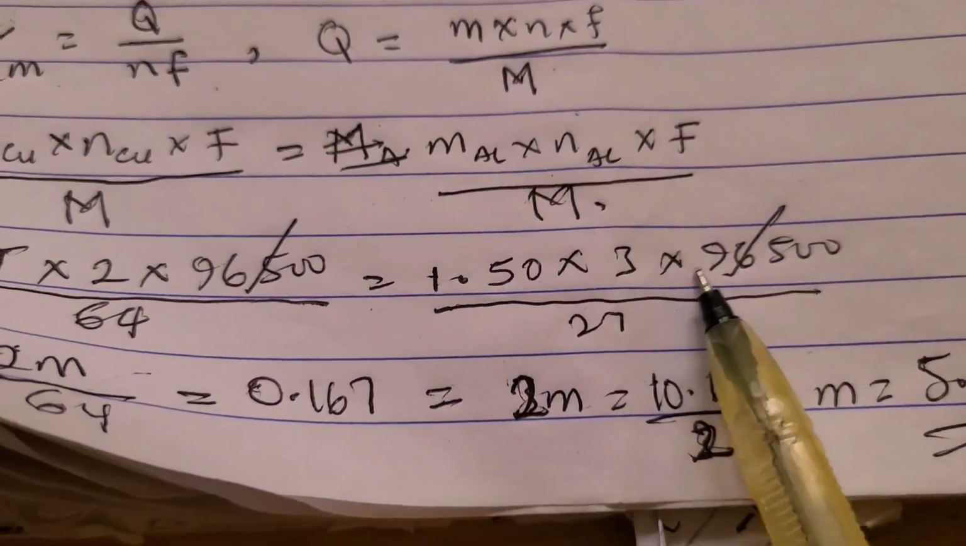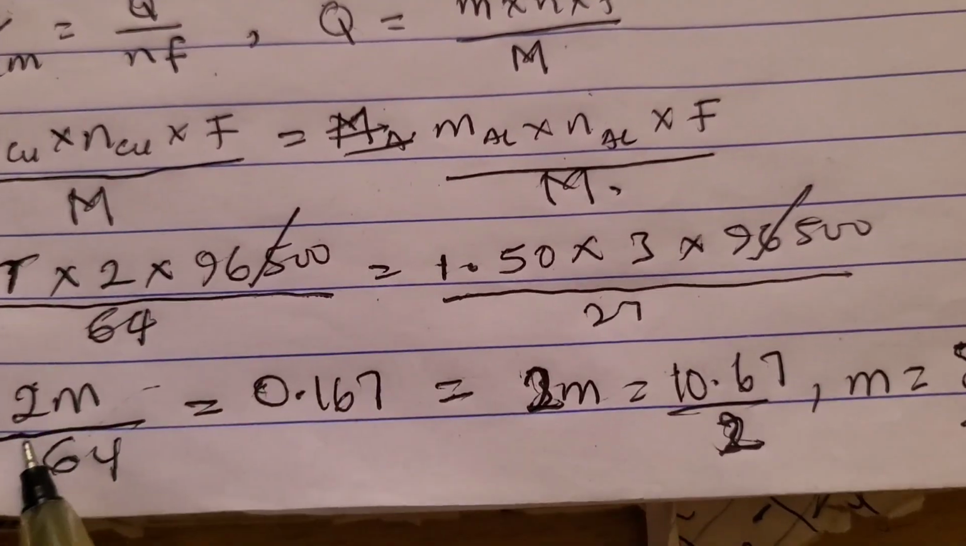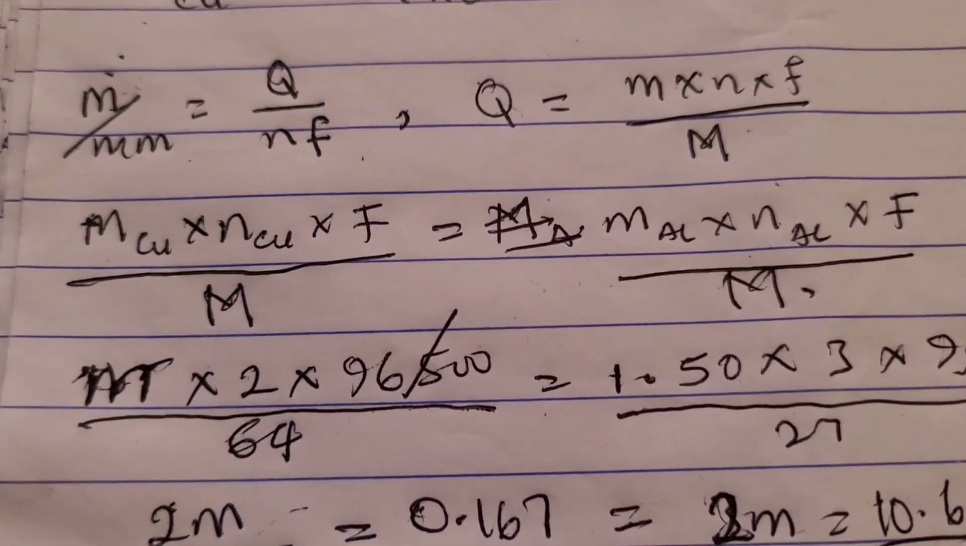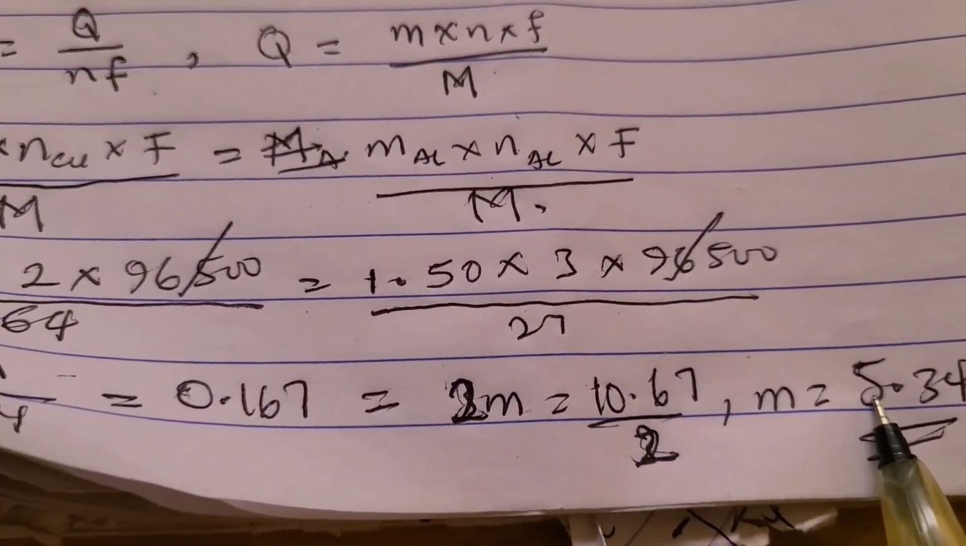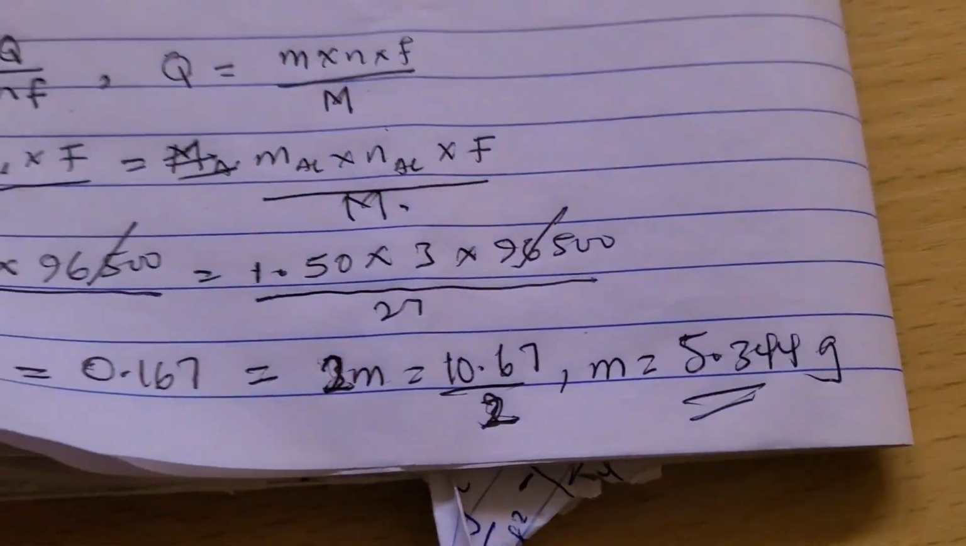1.50 times 3 times, we got this right now. So then you make M the subject, and you are going to get 5.34 grams.